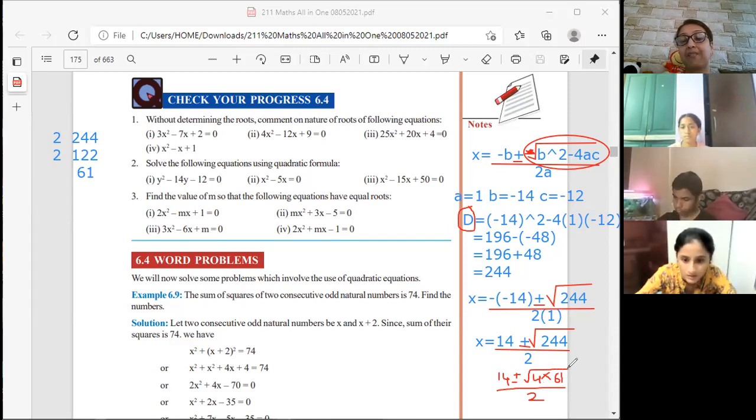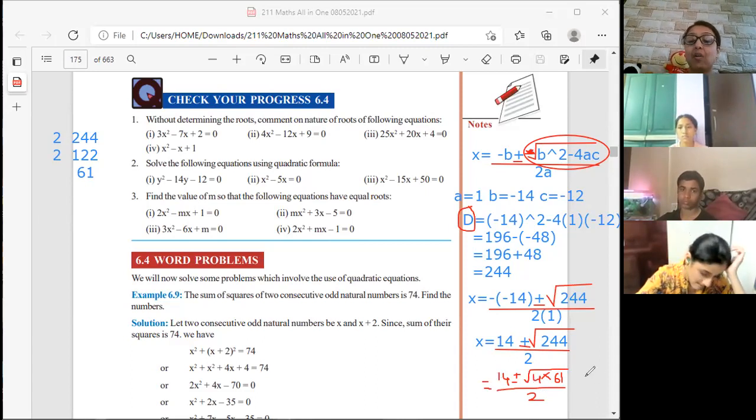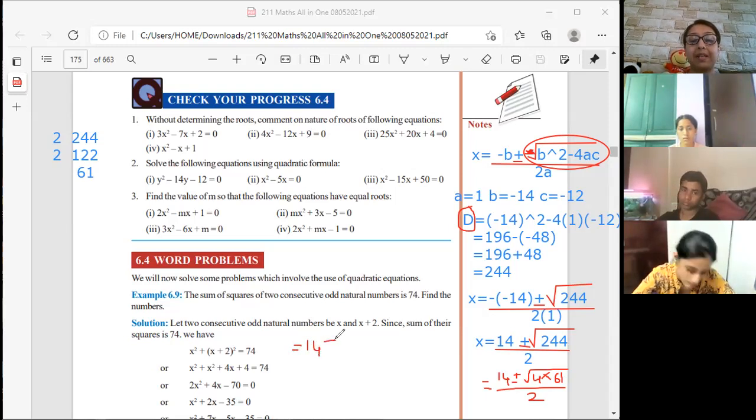You know what I have done? I have actually broken down 244 in such a way that I get one square number and one non-square number. Now I'll tell you why I did that. Now what am I getting? 14 plus minus. Okay, 4 will come out of the root, so what will it become? 2. 2 root 61. Tell me yes or no. Do you agree?